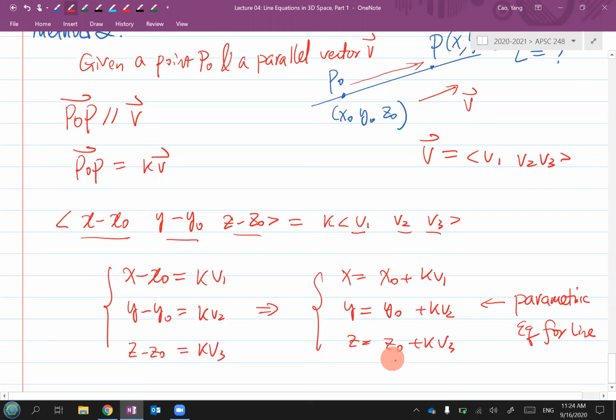So we'll look a little deeper into the concept of the parametric equation for line L in the next lecture. But for now, what I just showed you is what the parametric equation looks like for a line in 3D space.